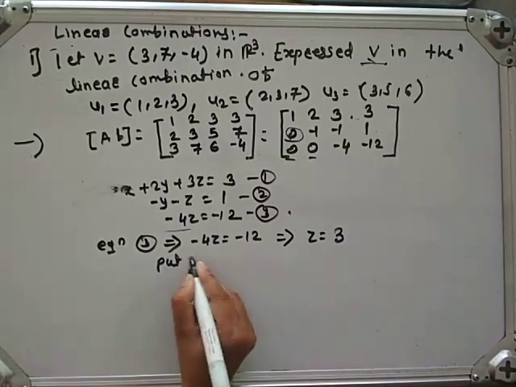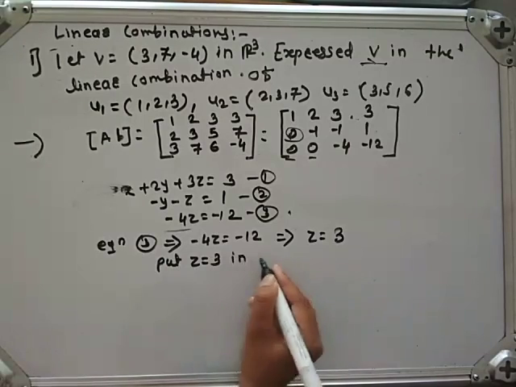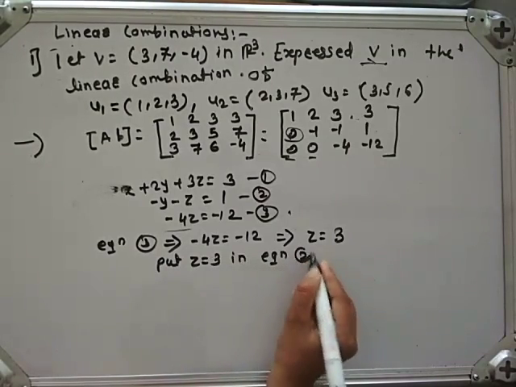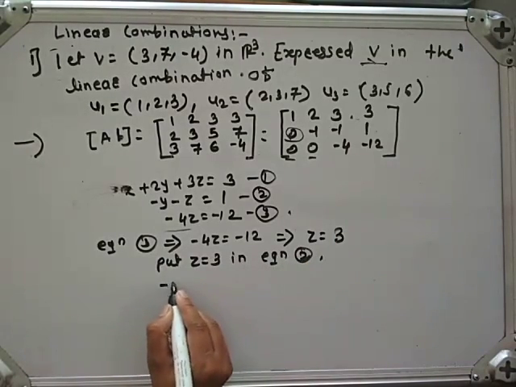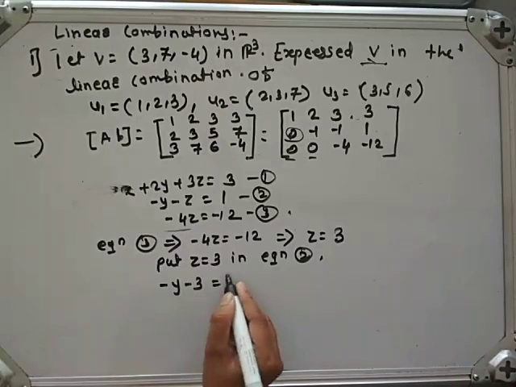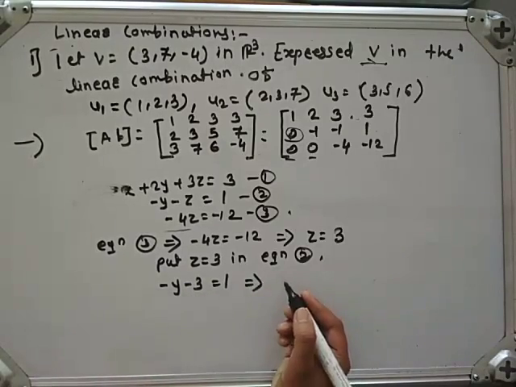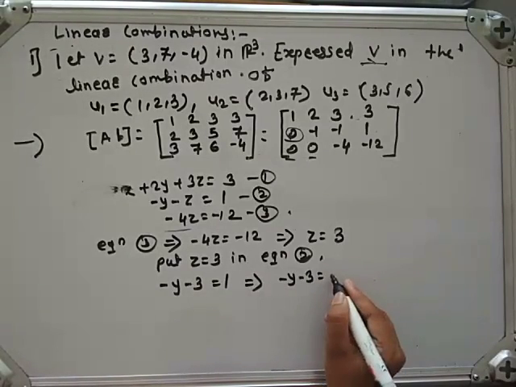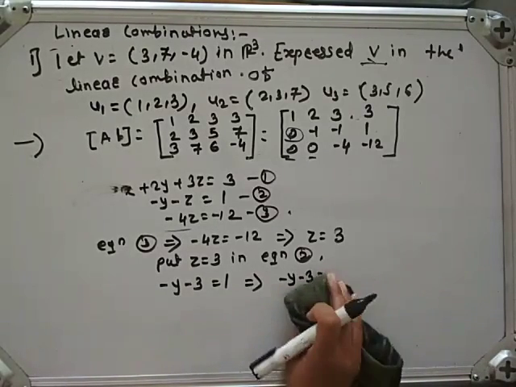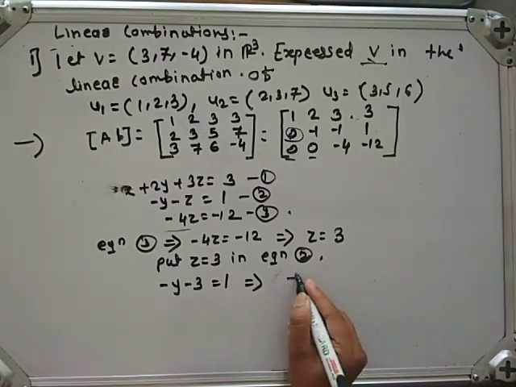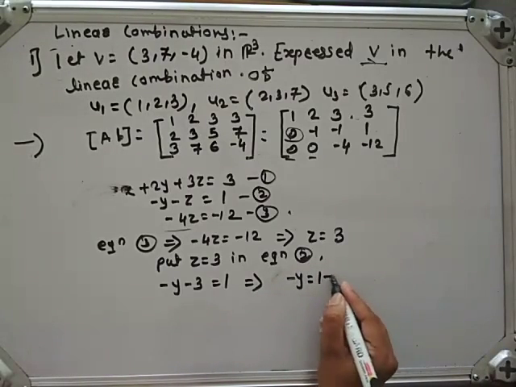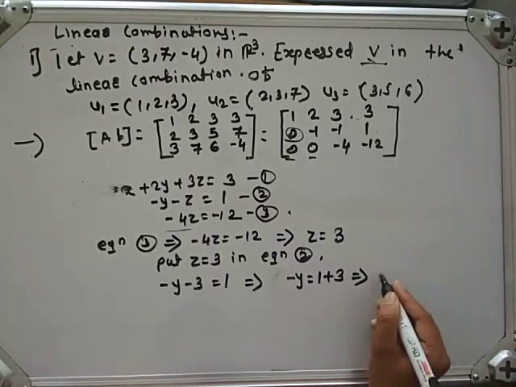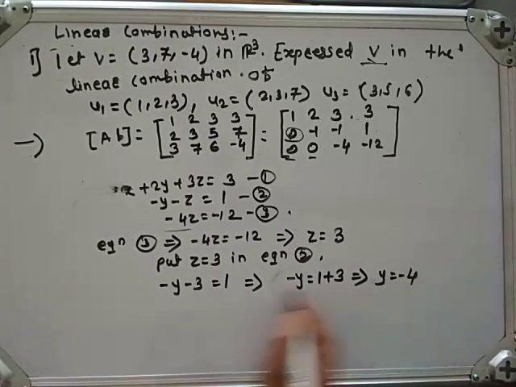Put z is equal to 3 in equation 2. What we get? Minus y minus 3 is equal to 1. That implies minus y is equal to 1 plus 3. That implies y is equal to minus 4.